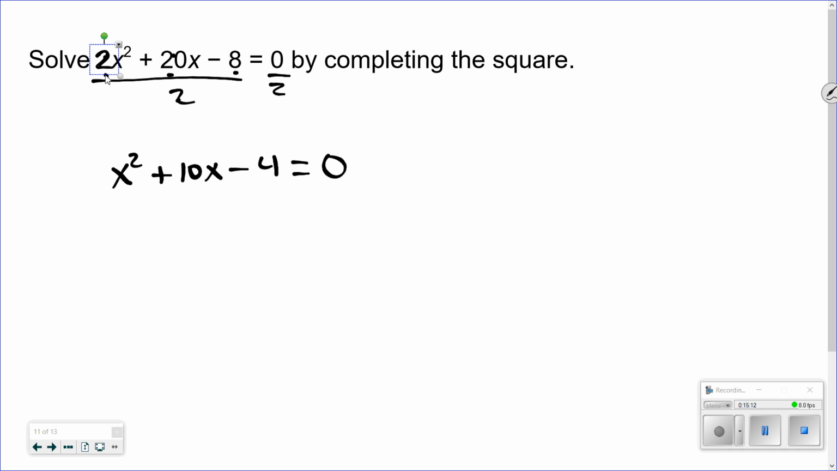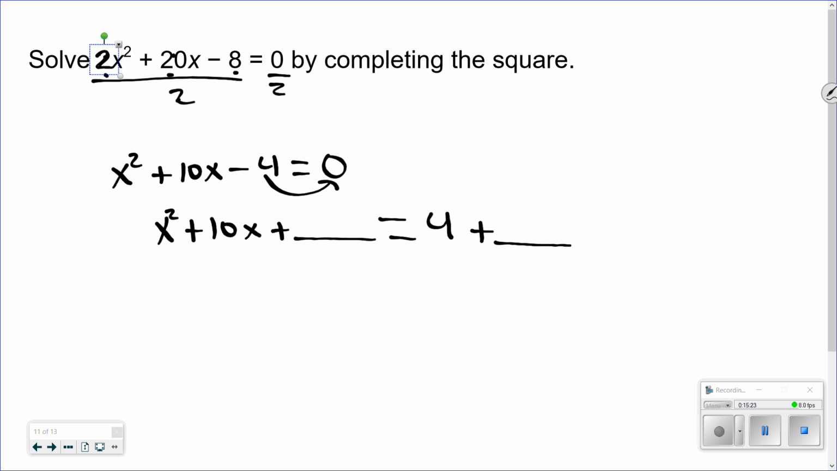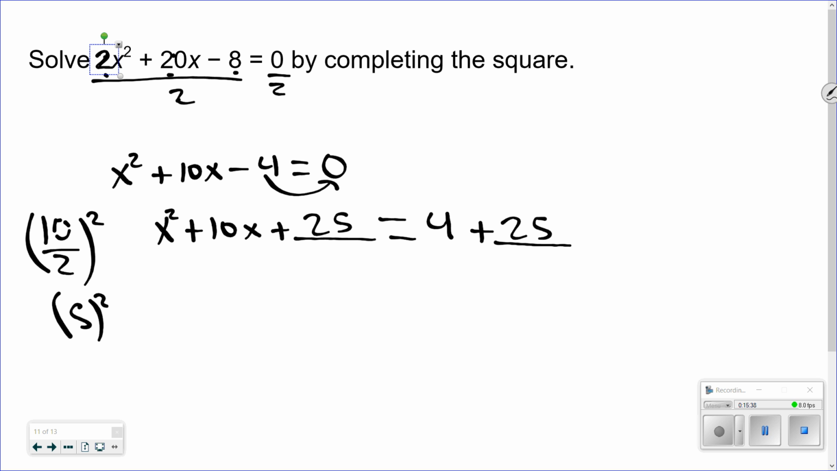So we're going to start by moving that minus 4 over. So I have x squared plus 10x, make sure you leave some space here, equals, and if I move that 4 over, it becomes a positive 4. Okay, complete the square. Take that middle number, divide it by 2, and square it. That would be 5. So 5 squared is 25. I need to add a 25 right there. Add the 25 over on this side.